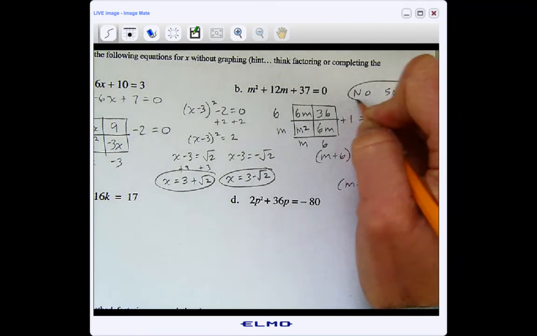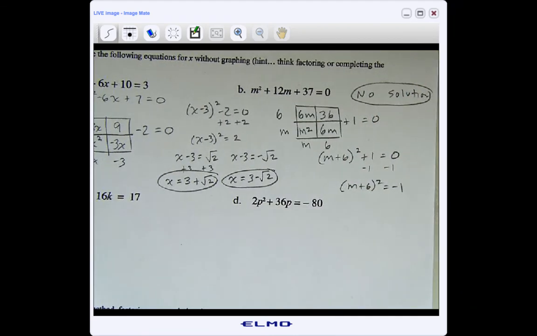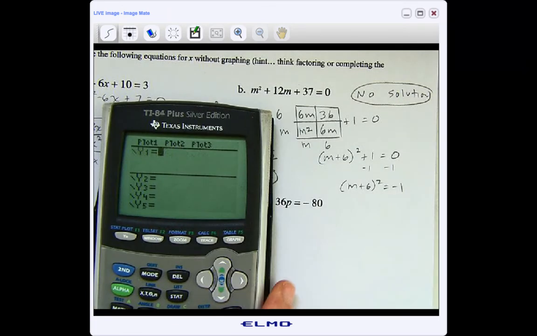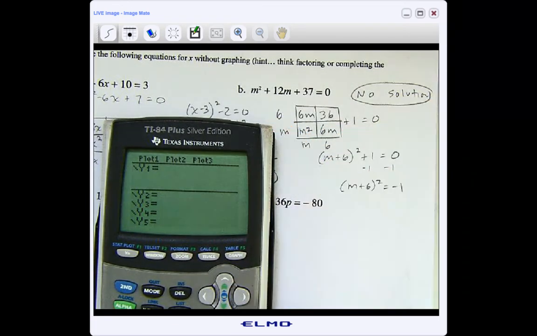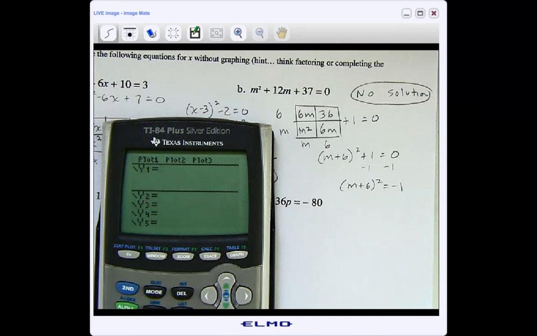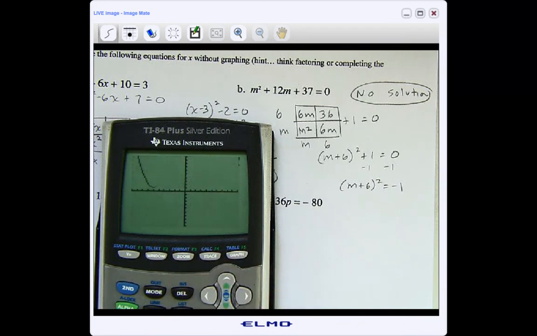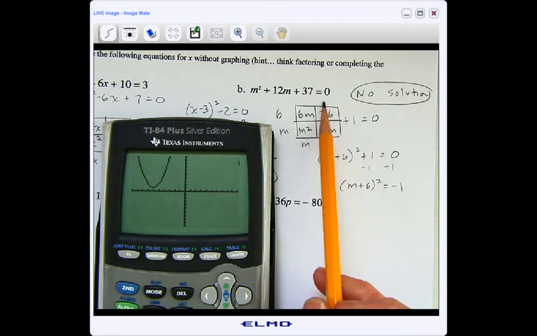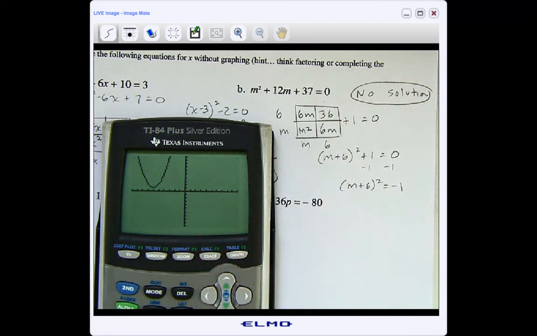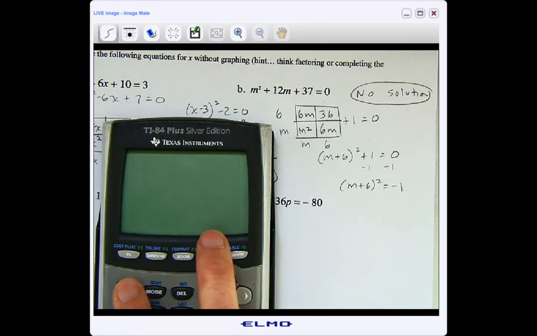Can you imagine what this would look like when I graphed it? I'm just going to use x here instead of the m. So x squared plus 12x plus 37. I'm going to do zoom 6. Can you tell that it doesn't ever equal 0 here? So it's possible that, just like with linear equations, you can try and solve it and there might not be any solution. In this case, there's none.